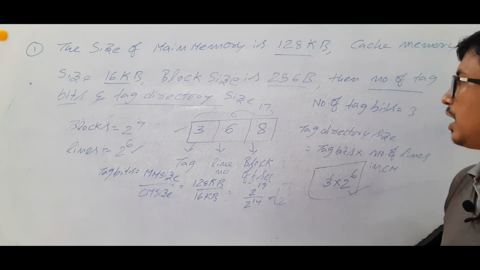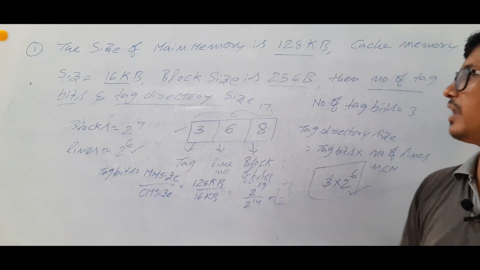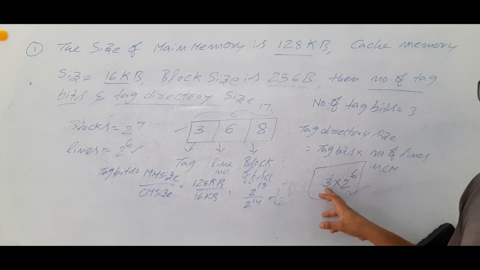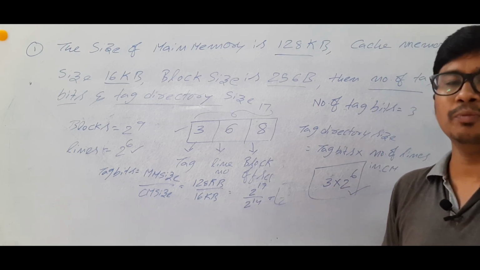So I hope you have understood how I calculated the tag bits and tag directory size. Tag directory size is 3 into 2 power 6. I hope you have understood.